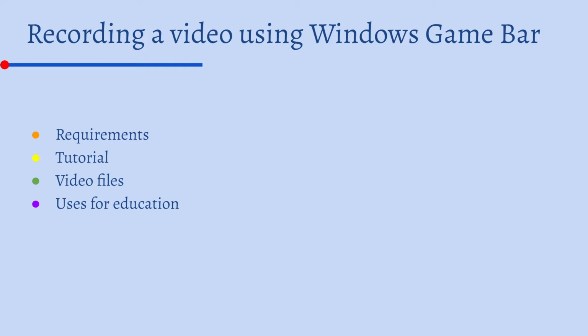There are four parts to this video. First, I'm going to talk about the requirements, what's needed to use this feature. Then I'll go through a step-by-step tutorial of how to do it. I'll talk a little bit about the video files that are produced from using this feature. And then finally, I'm going to suggest some uses for educational contexts.